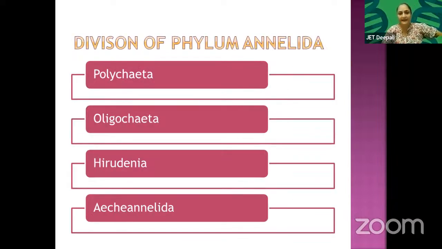Division of phylum Annelida. What are the four classes? Polychaeta, Oligochaeta, Hirudinea, and Archiannelida. Sorry, it's spelled A-R-C-H, a spelling mistake that normally happens with me.